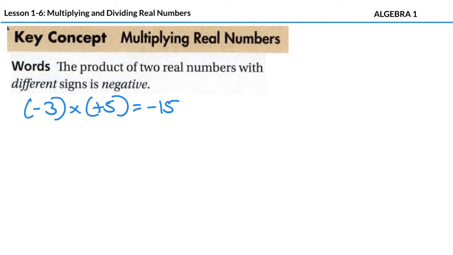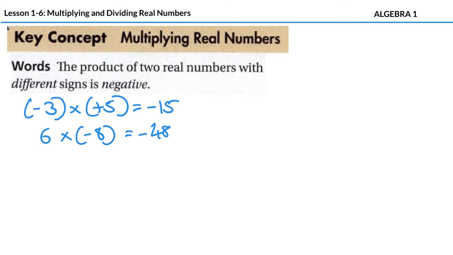Let's take another example. 6 times negative 8. Now what will be the sign of the product? 6 is positive and 8 is negative, so the product of two different signs is going to be a negative number, and 6 times 8 is 48.